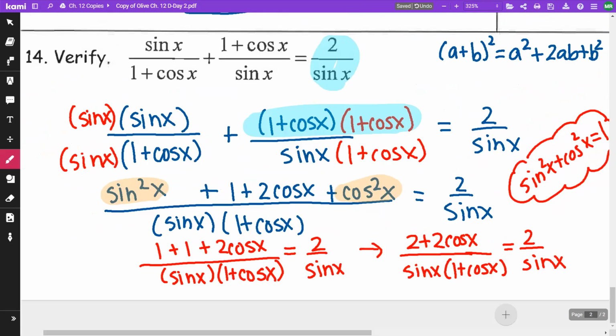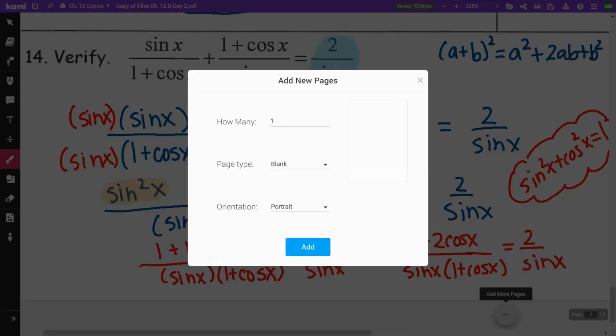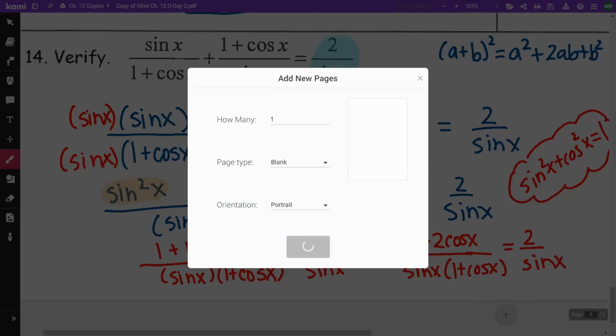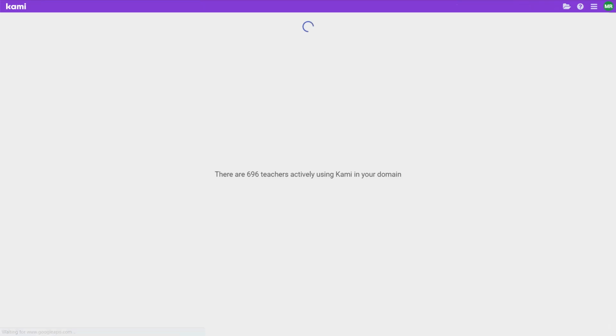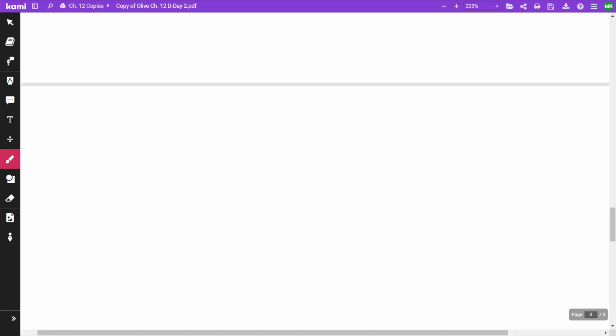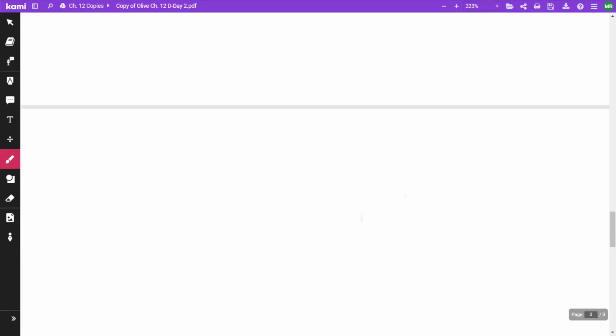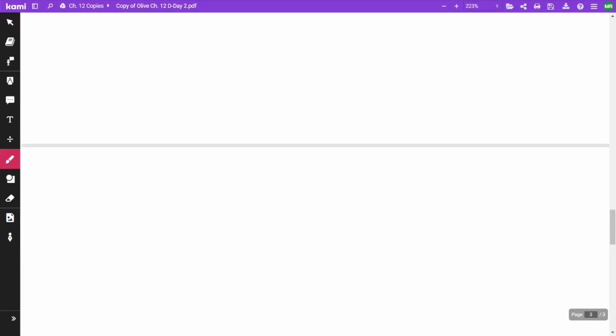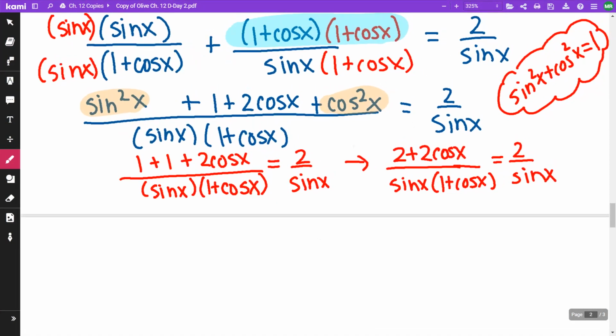So the next thing I'm going to do, let me just add a page. Sorry, it was taking a minute to load.